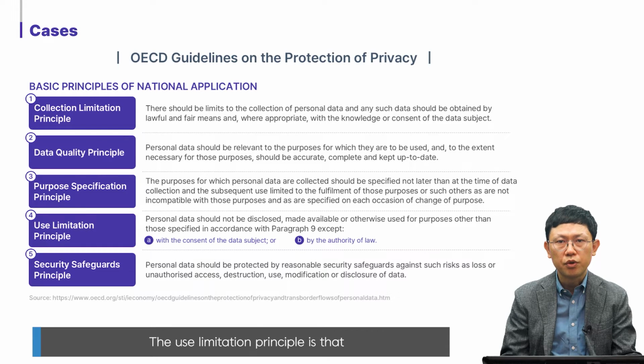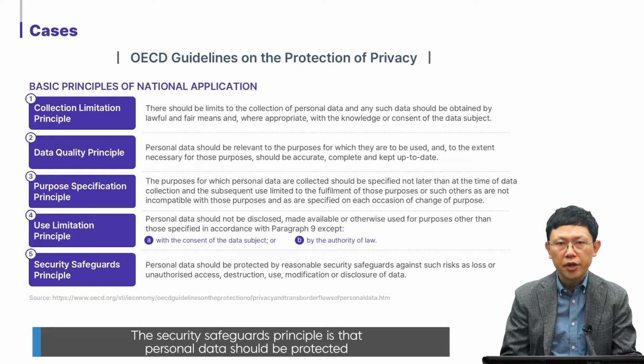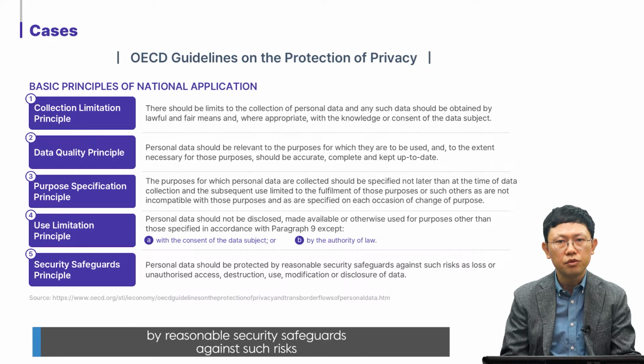The use limitation principle is that personal data should not be disclosed, made available, or otherwise used for purposes other than those specified in accordance with the purpose specification principle, except with the consent of the data subject or by the authority of law. The security safeguards principle is that personal data should be protected by reasonable security safeguards against such risks as loss or unauthorized access, destruction, use, modification, or disclosure of data.